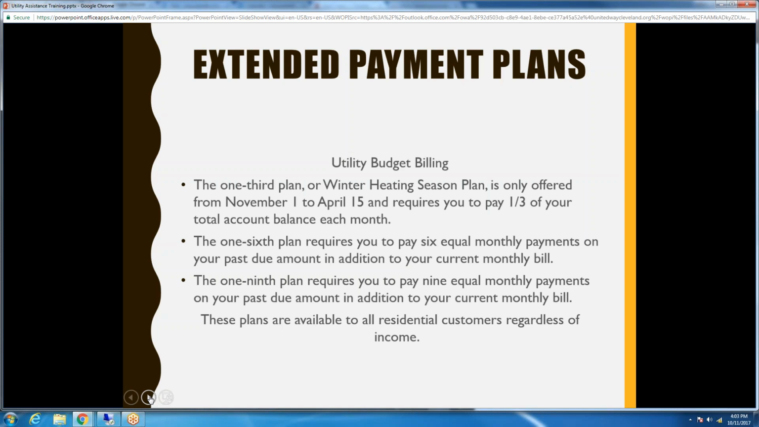Now, with these programs, we're really telling people to go to PIP. You might want to let them know about these other programs and have them call the utility company first before going straight to PIP to see if one of these is a better fit for them, as these are usually not going to be a year-long contract and everything. So it might just be helpful.